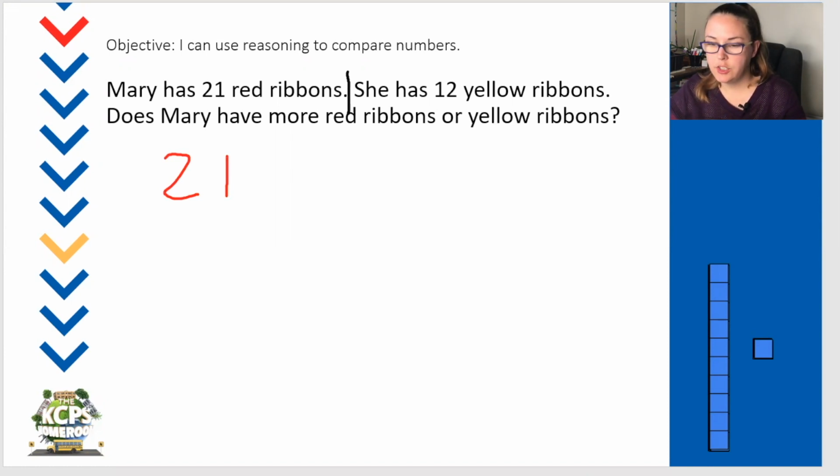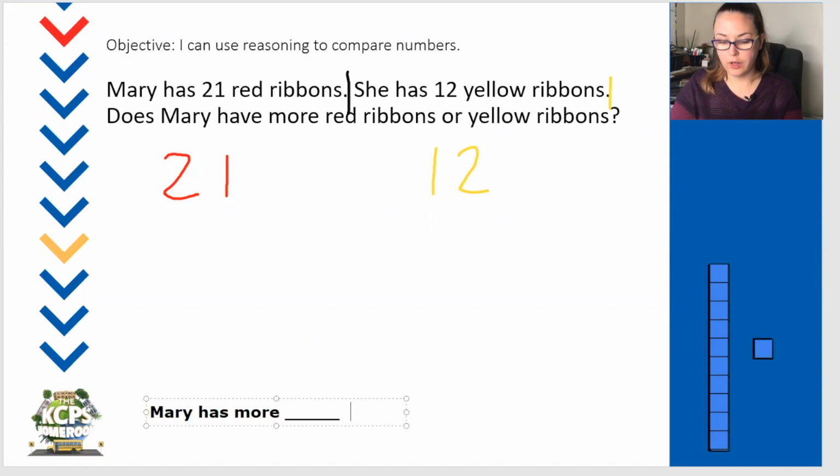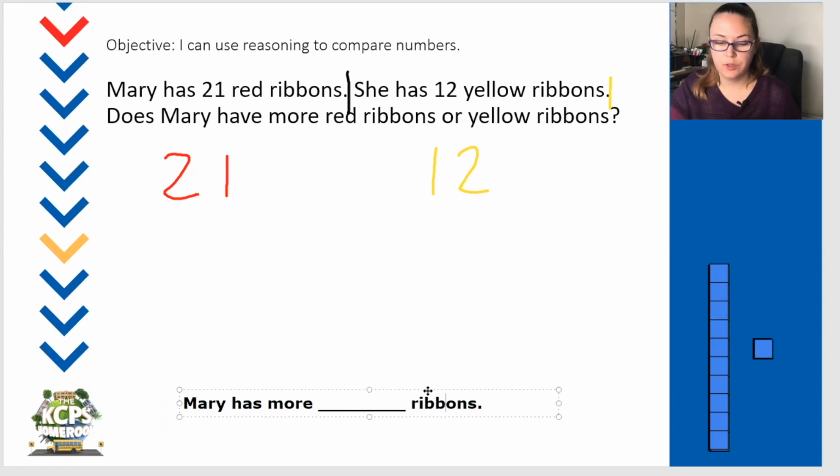Then it says she has 12 yellow ribbons. We're going to stop there. So now I'm going to write on the right side of my screen the number 12. And the question we have to answer is, does Mary have more red ribbons or yellow ribbons? And so the sentence that will answer that question is, Mary has more blank, because we don't know which color yet, ribbons. And we will use our reasoning in order to solve this problem.